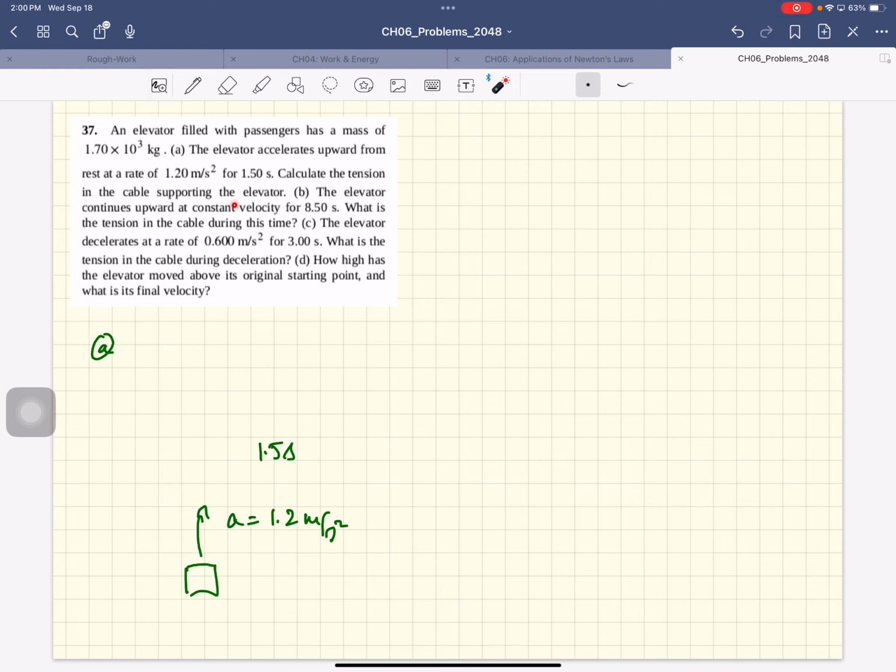Calculate the tension in the cable supporting the elevator. So there's the tension, there's the weight. For part A, we choose that direction as the positive axis. That's T minus mg equal to mass times acceleration.